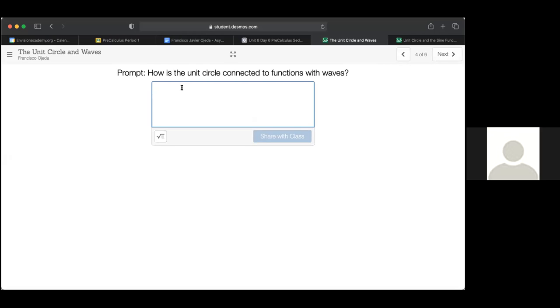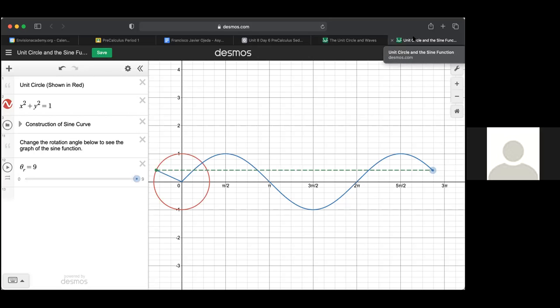How is the unit circle connected to functions with the waves? Connected to functions. Do you think that they have like an equation, like maybe the equation is connected? I'm not sure. I think that's actually pretty good. The equation of the wave and the circle. Yeah.